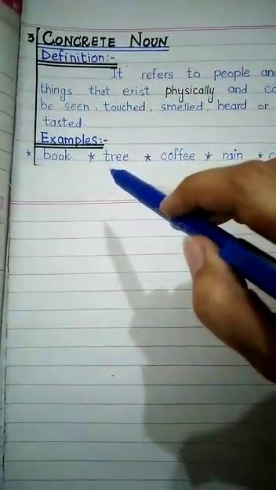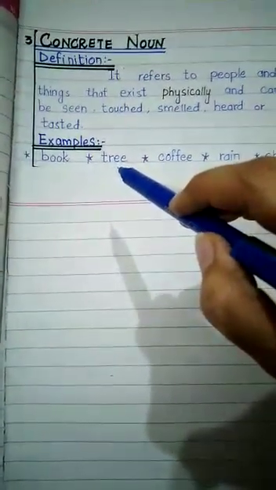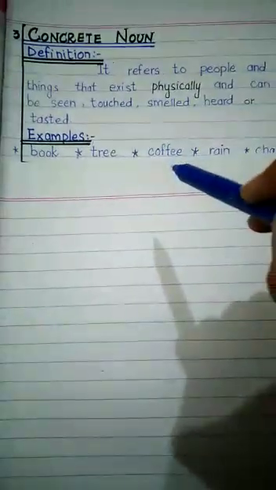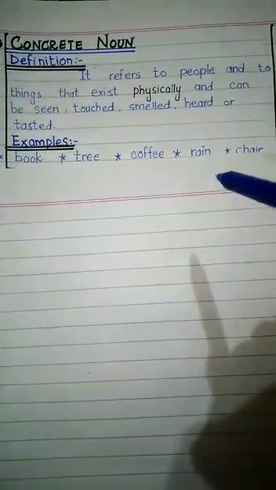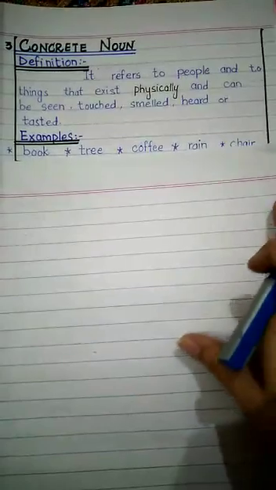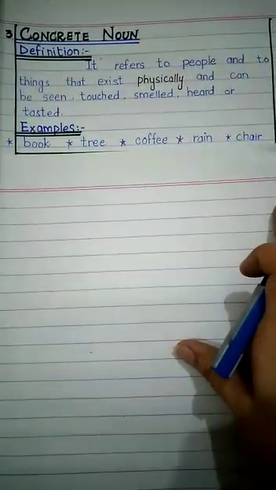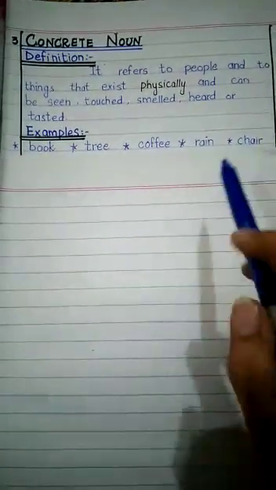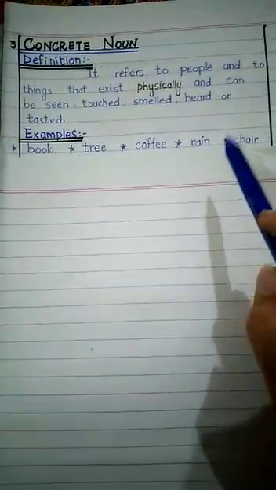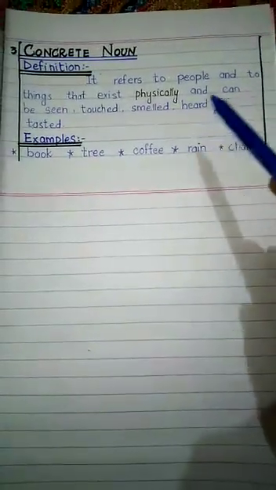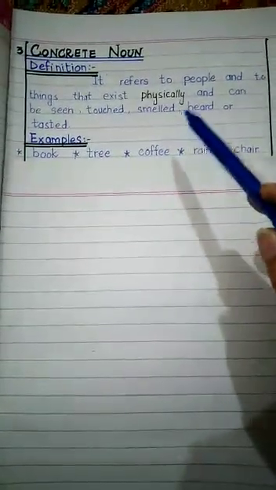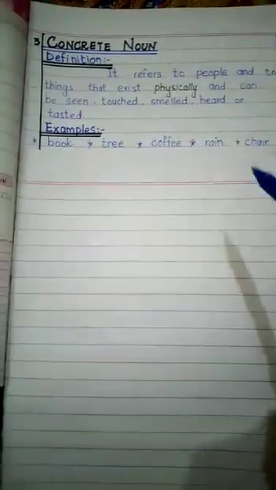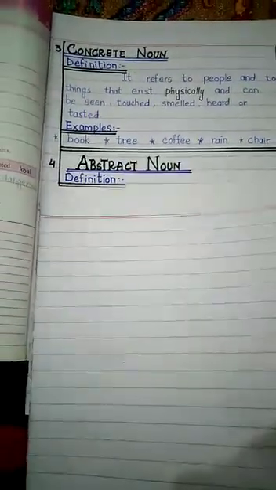Tree. Of course, it exists. You can touch it. You can see. Coffee. Rain. Chair. These are the concrete nouns. Right? Understand? Okay, concrete noun, I repeat, refers to the people and to things that exist physically. Right? Okay. Now let's see what is the next one. Here we have the next one, abstract noun.